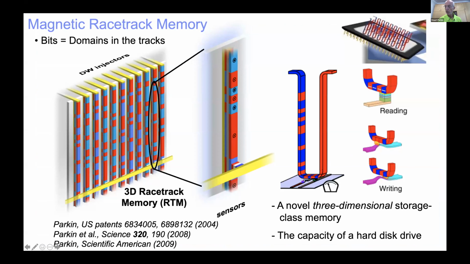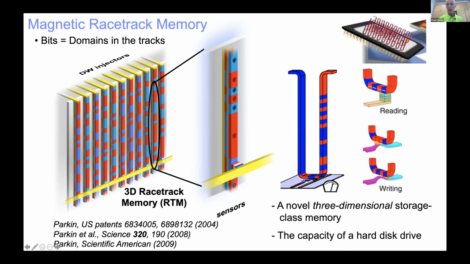First of all, let me just briefly remind you, since this session is about functionalities and potential devices, many of you are familiar with this concept of racetrack memory that I proposed a decade ago. The concept is, of course, that we have magnetic nanowires, which could be on the scale of 20 nanometers in width, in which we create magnetic domains, shown here as red and blue, and the information is encoded in the domain walls between these red and blue regions.